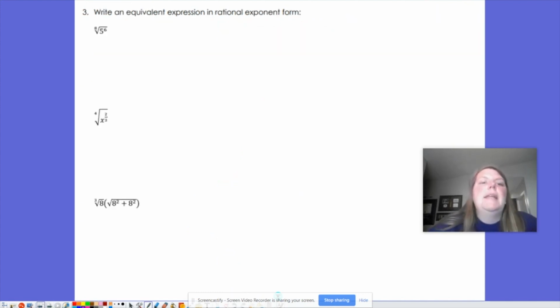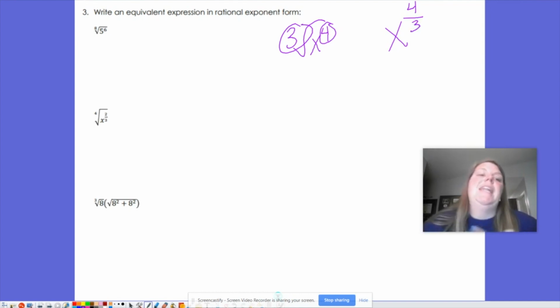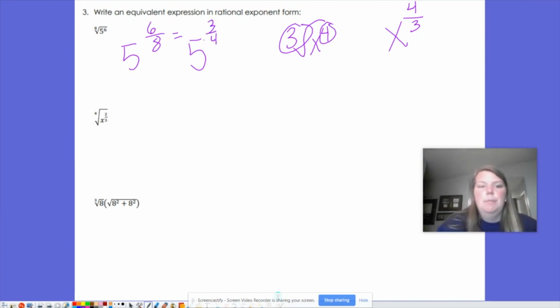Okay, number 3, write an equivalent expression with a rational exponent. So that just means a fractional exponent. So if you don't remember, if we have something like the cube root of x to the 4th, the exponent is going to go in the top of our fraction, and the root is going to go in the bottom of our fraction. And if we can simplify that fraction at any time, we want to try and do that. So we have 8th root of 5 to the 6th power. So we want to rewrite this as a fraction, but we can simplify that 6/8 to 3/4. And that's it. That's all we can do to simplify it.